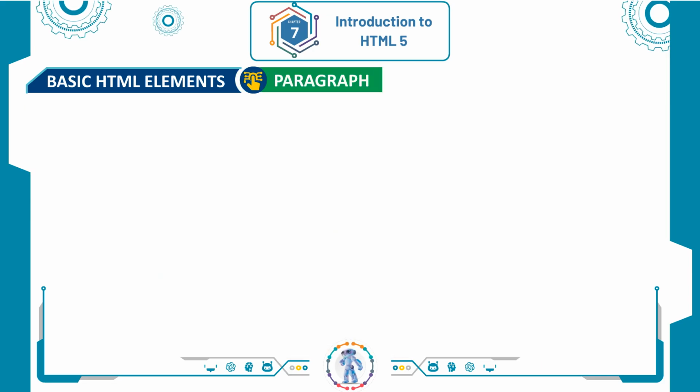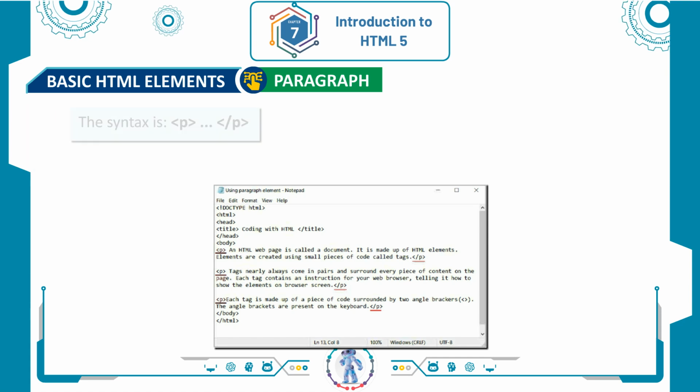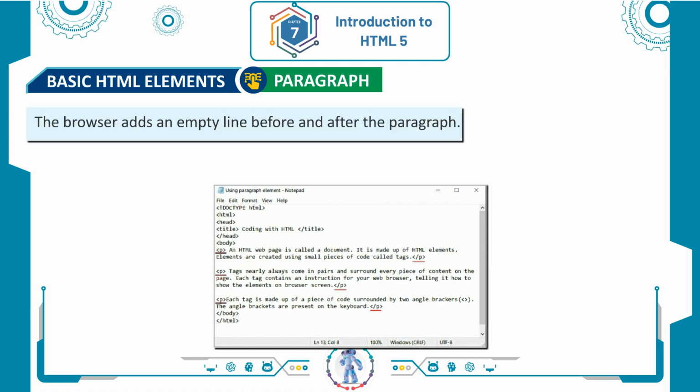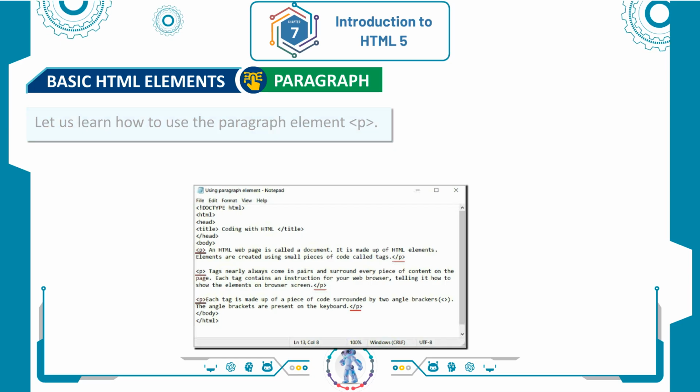Fig. 7.12. Paragraph. The paragraph element <p> is used to display a block of text as a paragraph on a browser. It is a container element, since it has both the on and off tags. While it can be used as an empty element, it is best practice to use it as a container element. The syntax is: <p> text </p>. The browser adds an empty line before and after the paragraph. Let us learn how to use the paragraph element <p>.